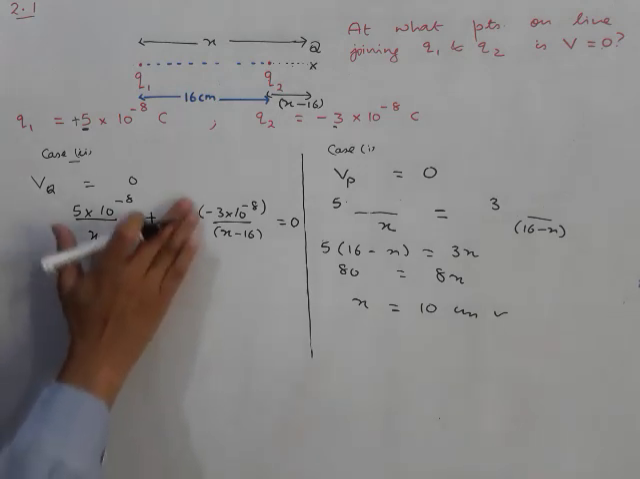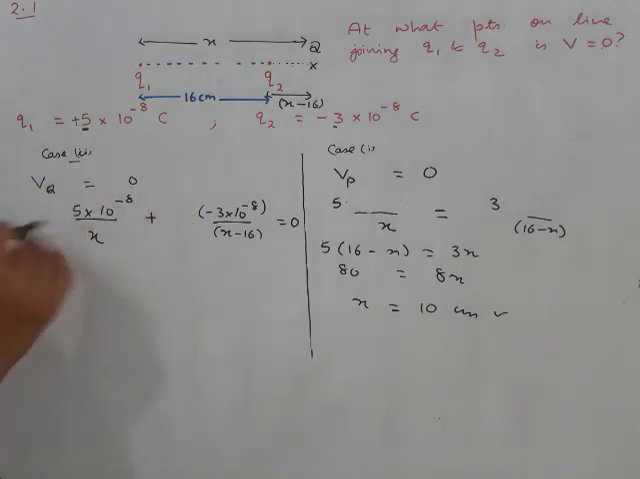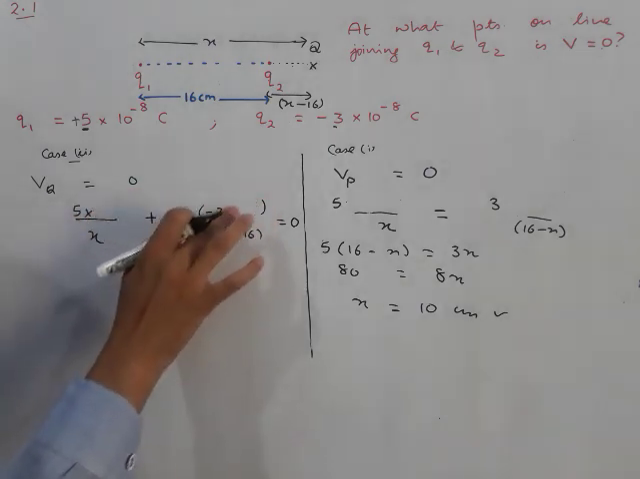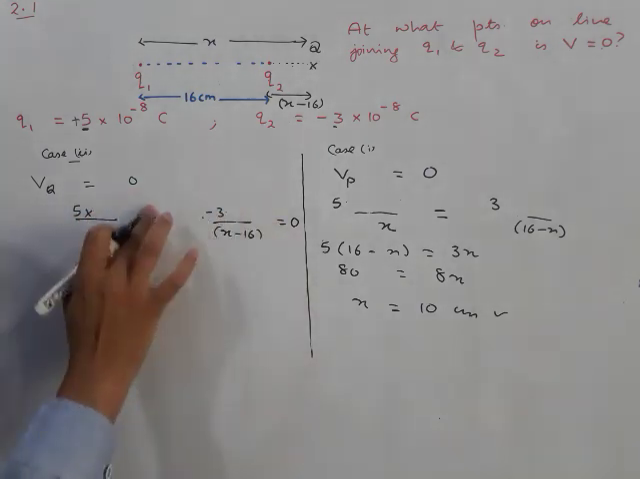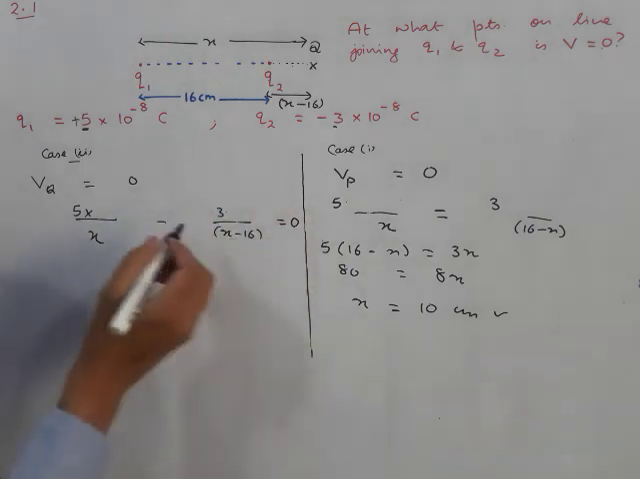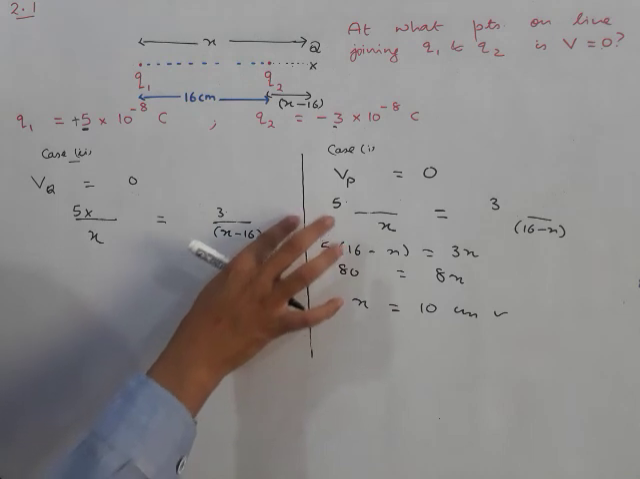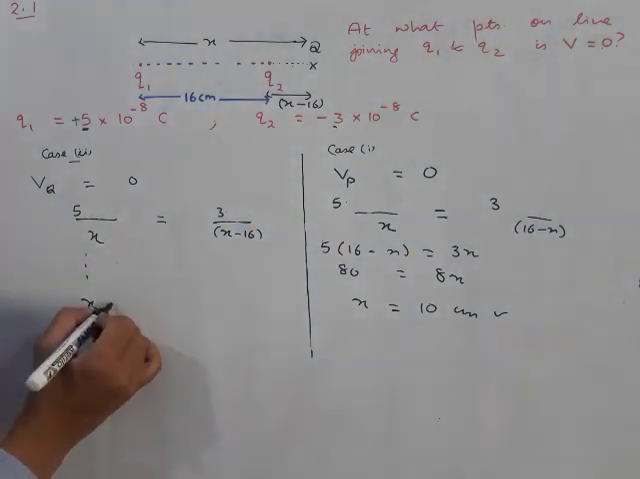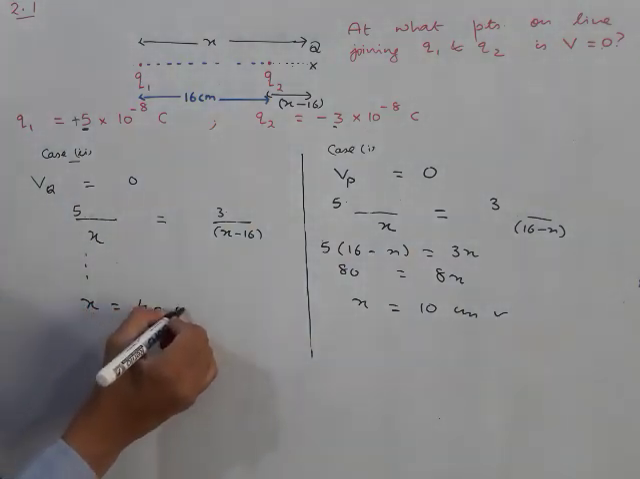1 by 4 pi epsilon naught will be taken common, will go that side. 10 to the power minus 8 also, same thing. This plus and this minus will become minus. This will go that side, so the equal sign will be over here. All these steps are simple. And then we will cross multiply. I am not solving that. You will find on solving that x will come out to be 40 centimeter.